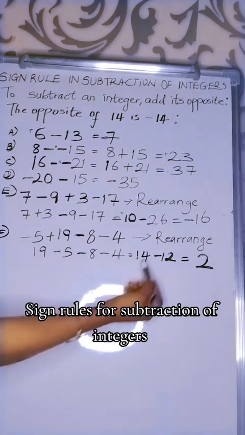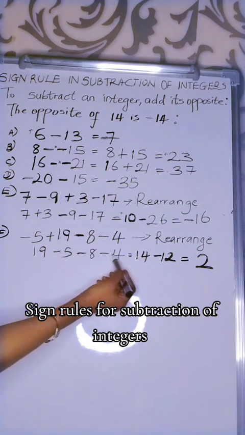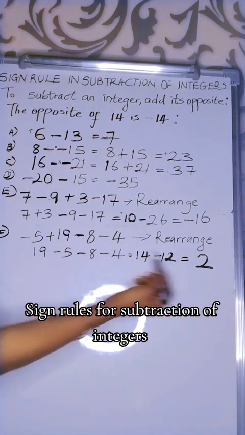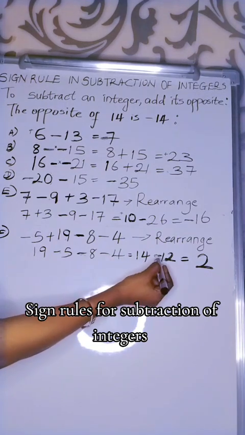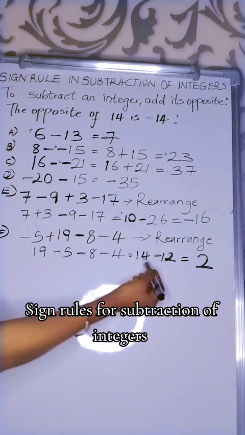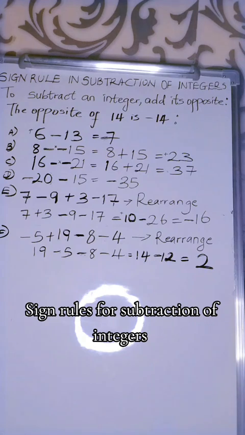19 minus 5 is what? 14. Minus 5 minus 8 minus 4 will give you what? Minus 12. The same sign you add, then add the sign with the greater number, which is negative sign. 14 minus 12 will give you 2, or plus 2. They are still the same thing.